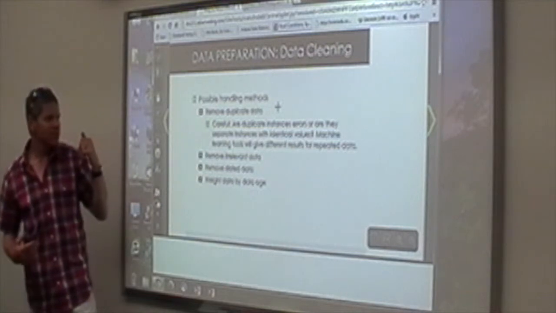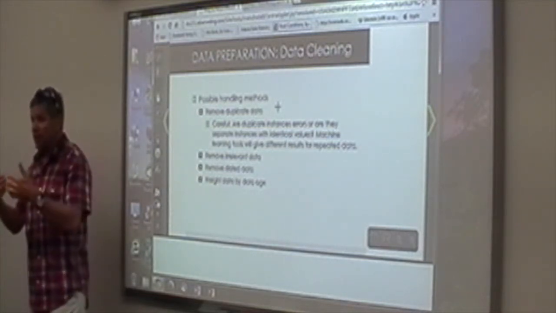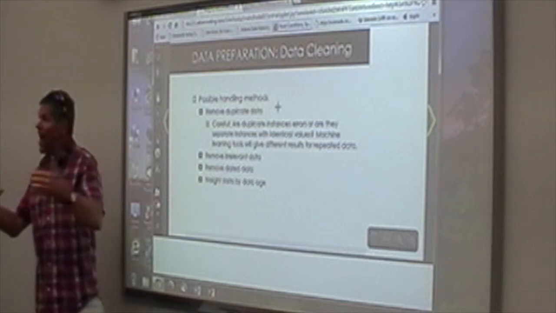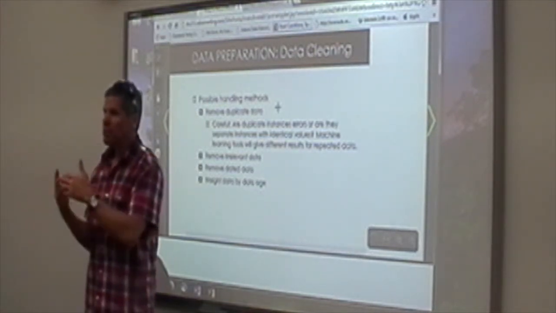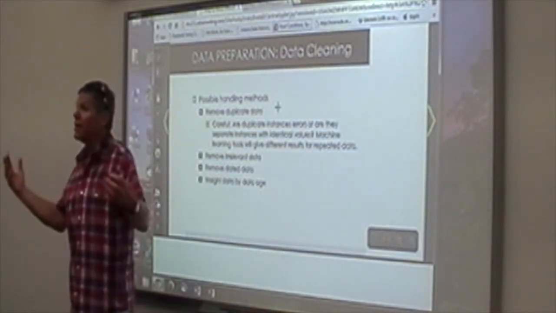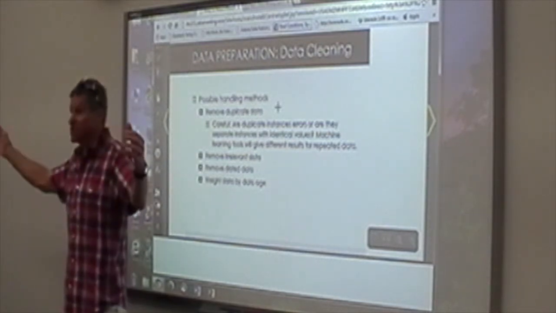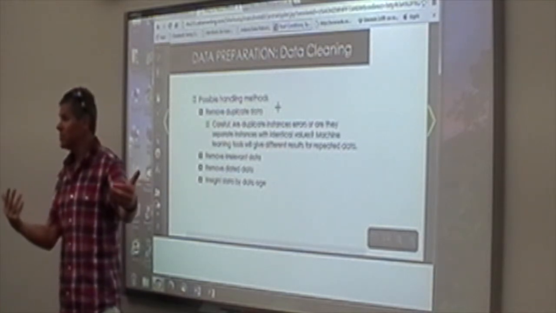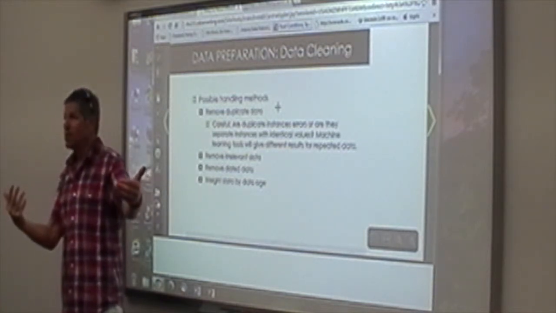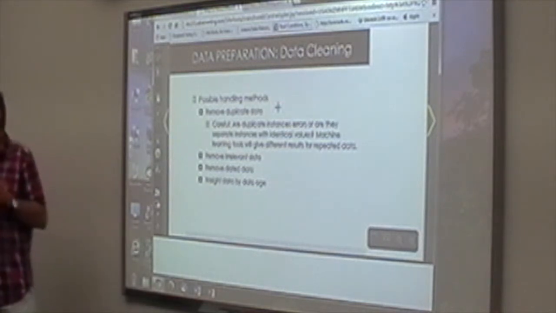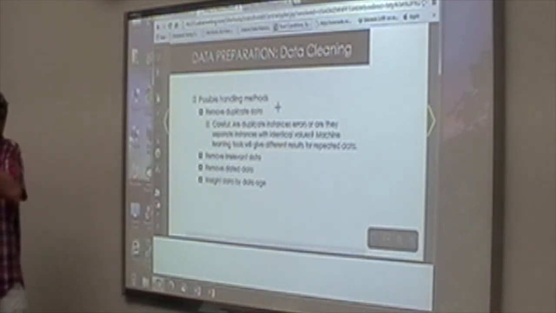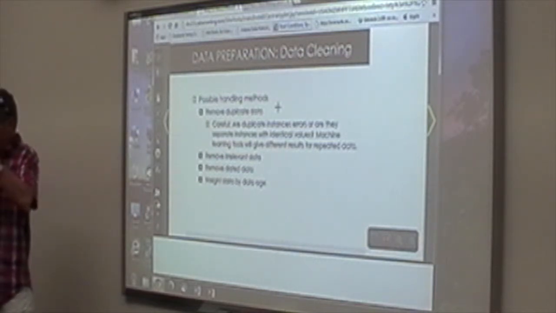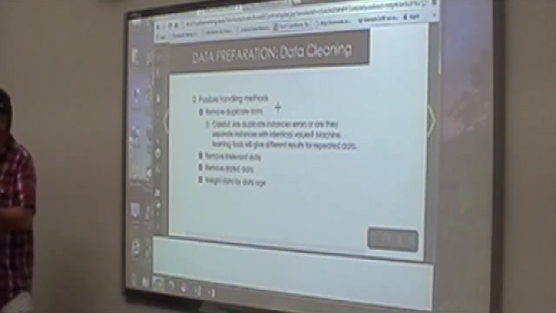Are the duplicate instances errors, or are they actually just identical values from two different measurements? Maybe not even the measurements of the same thing. They might be measurements of completely different things, but they just gave the same value, right? In which case, you would definitely want to keep those duplicates because they're really not extraneous. They're the information that you want. You're just getting that value multiple times.